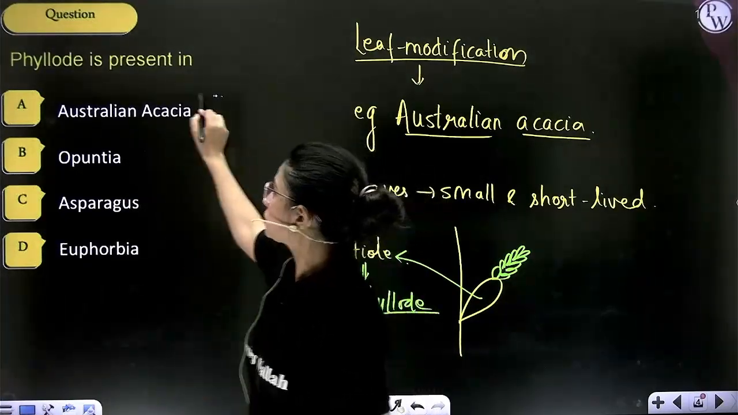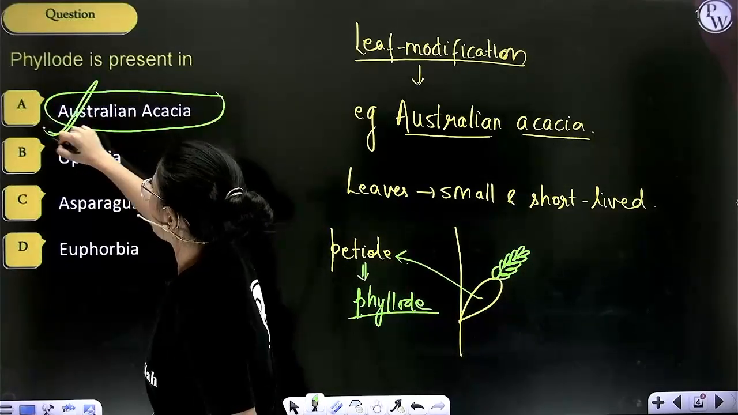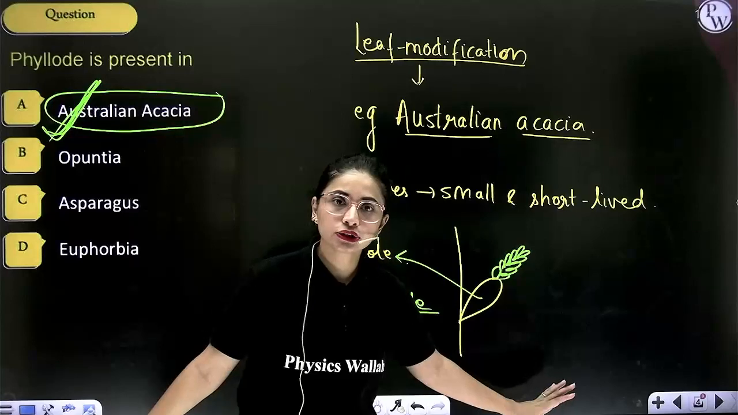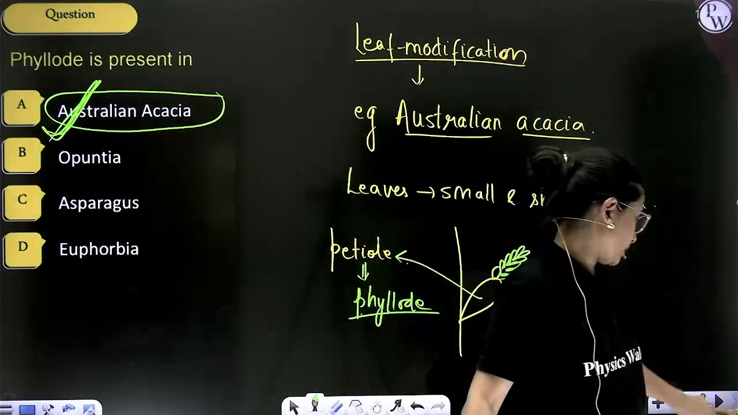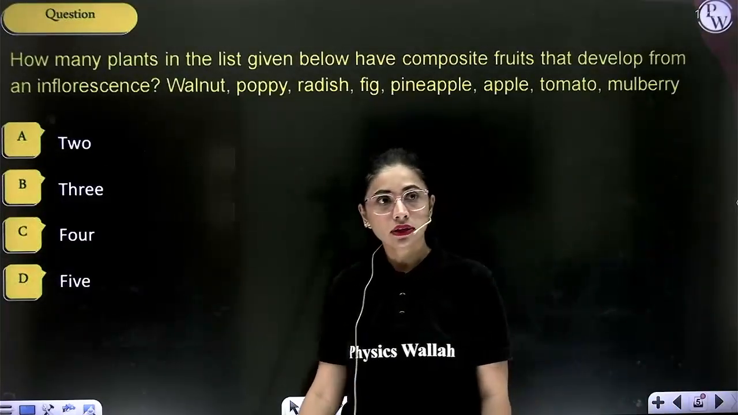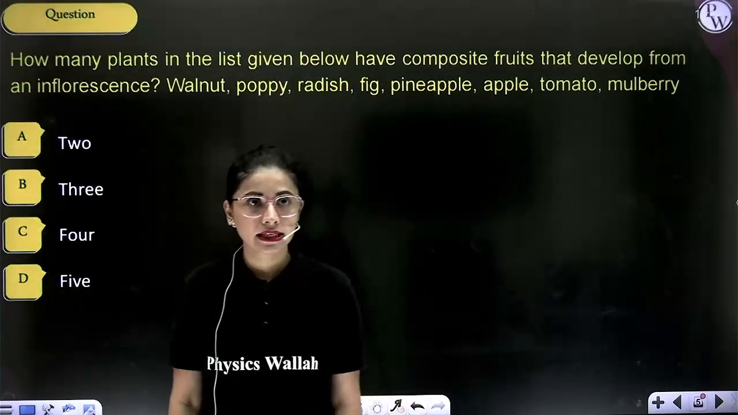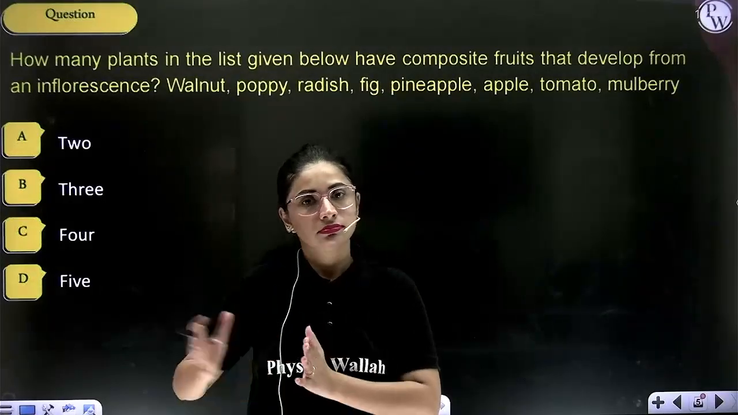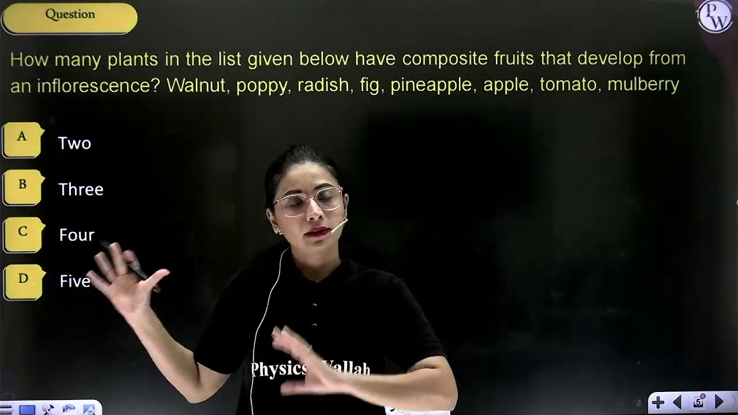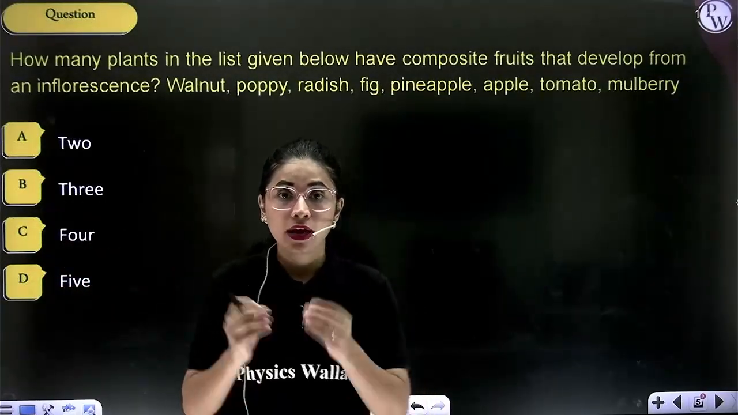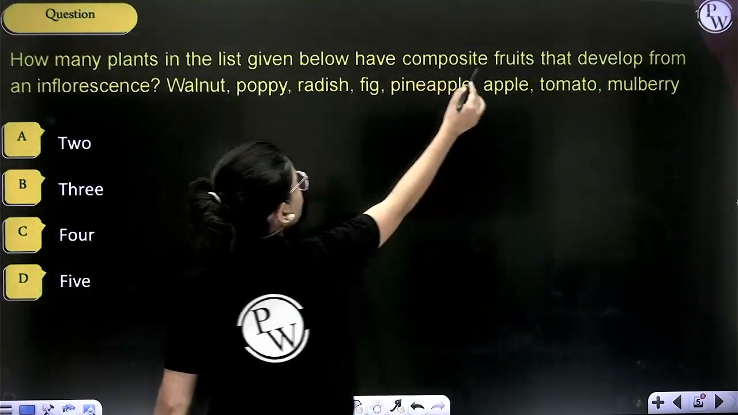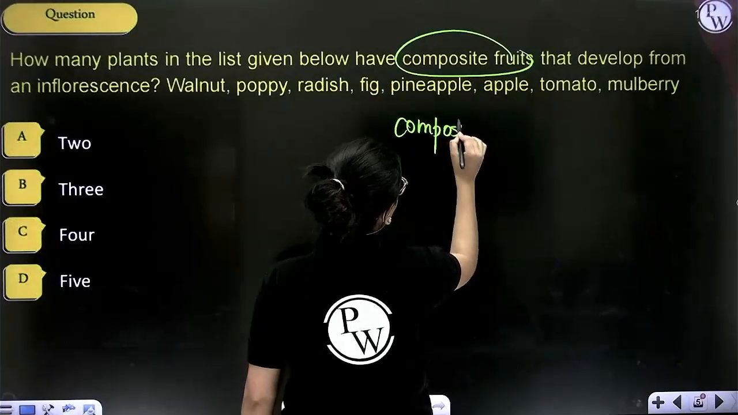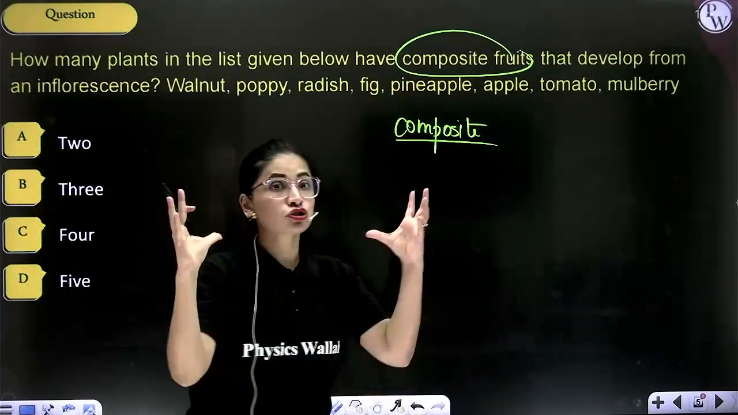Clear? So what will be the answer? A. Clear? Understood? Shall we move ahead? Okay. Next question. How many plants in the list given below have composite fruit? So, before we look into the options and before we answer the question, we should know, what do you mean by composite fruit? See, composite means together.